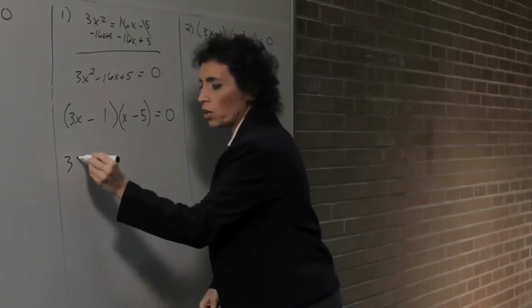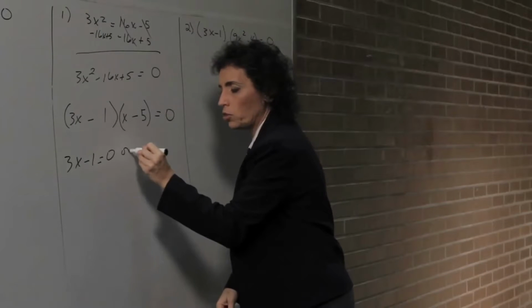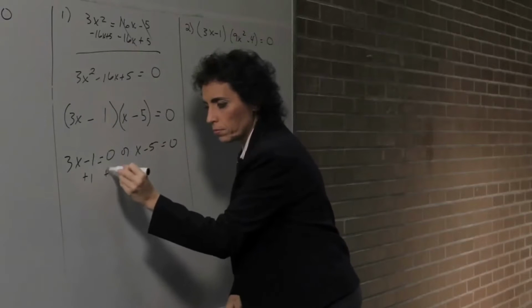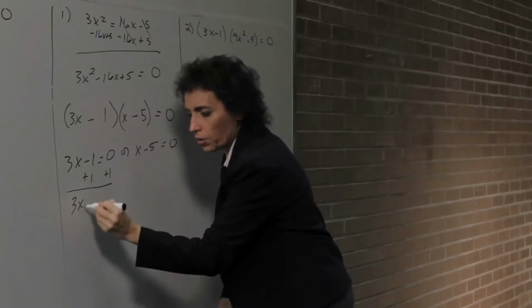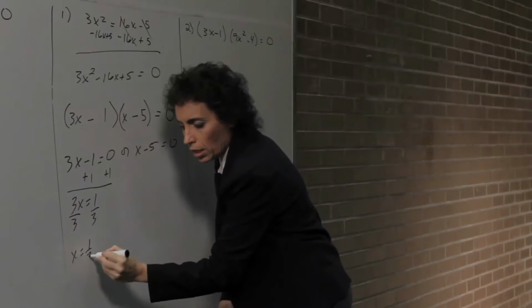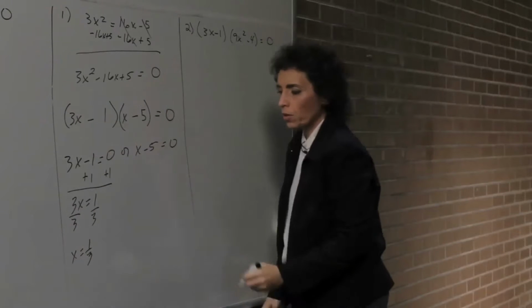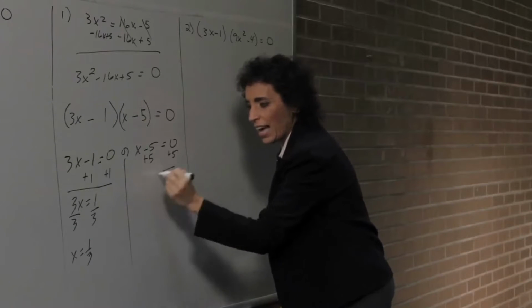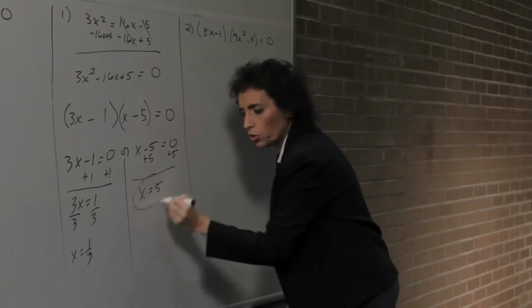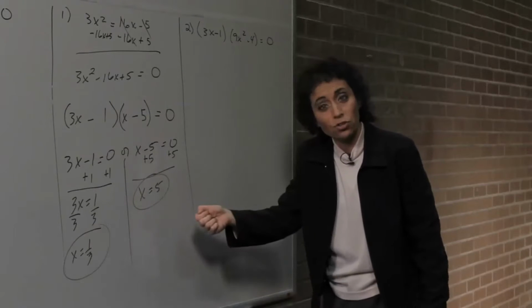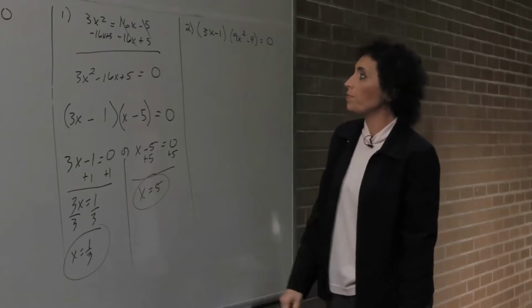Set each factor to 0, because at least one of them has to be 0. 3x equals 1. Divide by 3. x is 1/3. Add 5. x is 5. So there are your 2 solutions. You know you had 2 because it was a quadratic, degree of 2. Awesomeness. Hopefully you got that one.